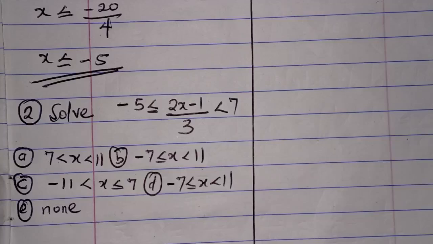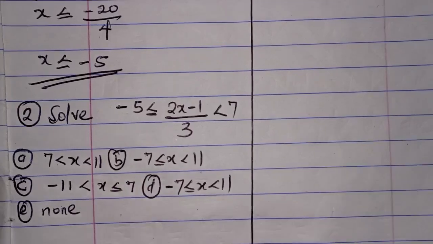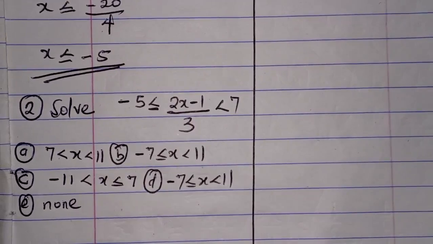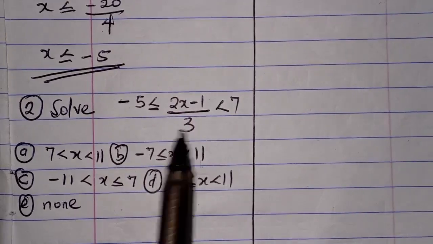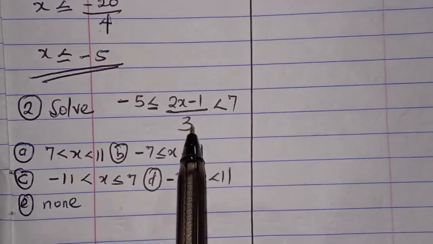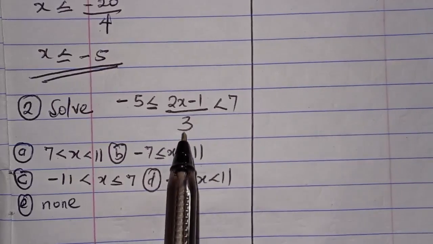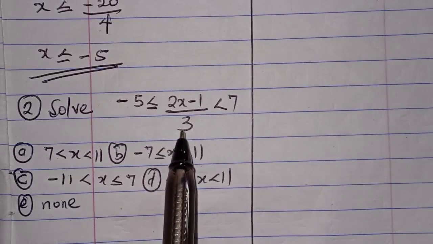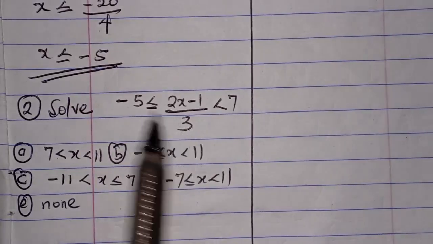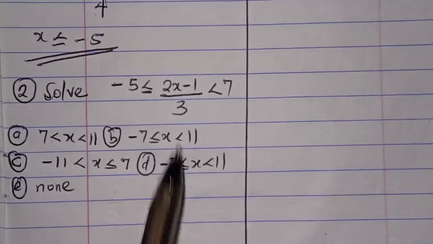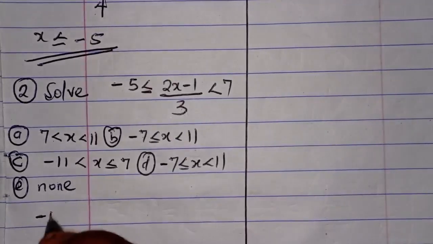Question 2 says solve minus 5 less than or equal to 2x minus 1 over 3 less than 7. Alright, it's very easy to do. See how we're going to do it. A very simple way to do it is to first of all clear this fraction, and to clear this fraction is to multiply through by 3. Okay, so this is it. If I times minus 5 by 3, I will obtain minus 15.